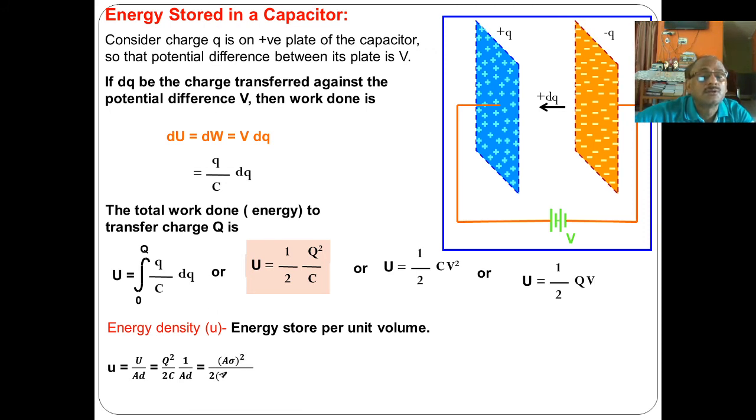And we can put the value q equal to sigma A, where sigma is the surface charge density. Then we will find energy density equal to 1 by 2 sigma square by epsilon naught. Also, from Gauss law, we know the electric field between the plates is... what is it, anyone can say? Yes, sigma by epsilon naught. So energy density equals 1 by 2 epsilon naught E square.